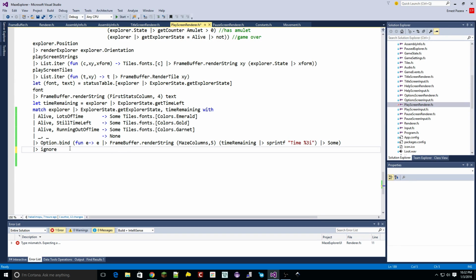I don't know exactly how I feel about all that, but that's the story of how we wound up with a unit option. And so, weird bits of F sharp.